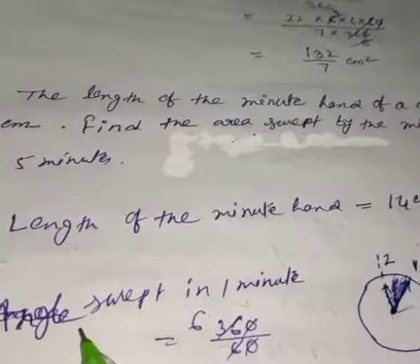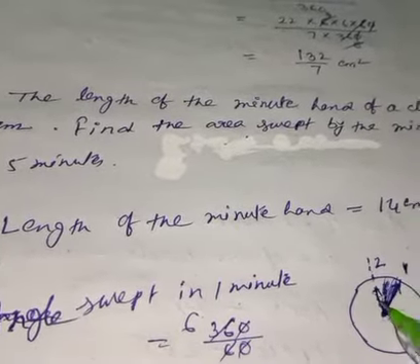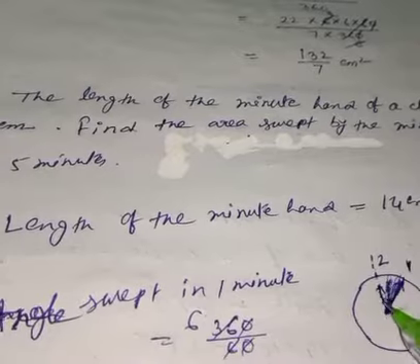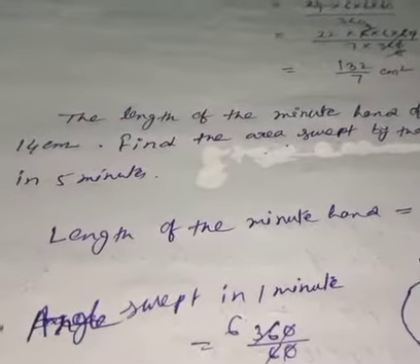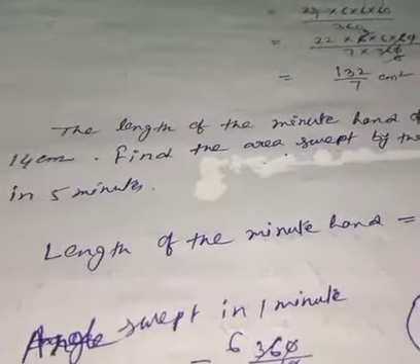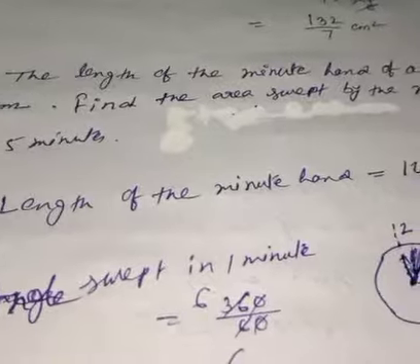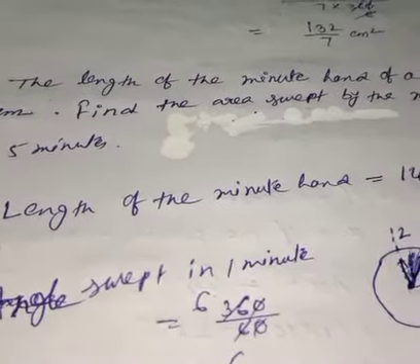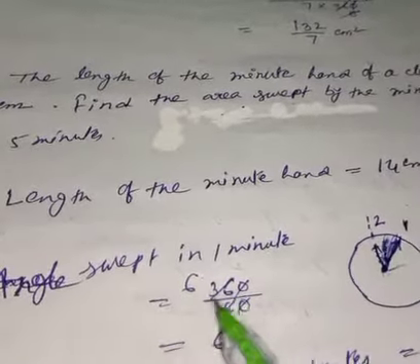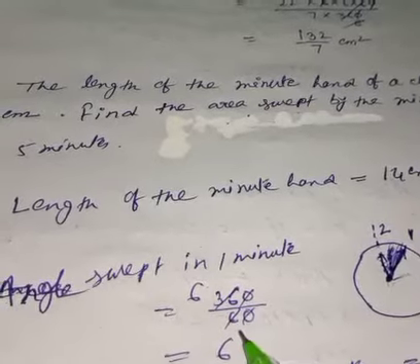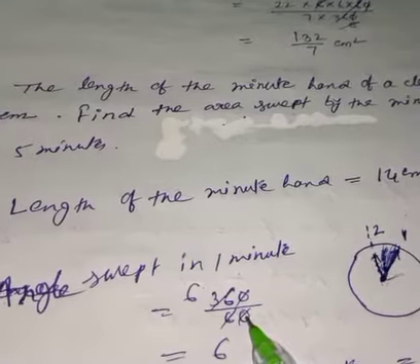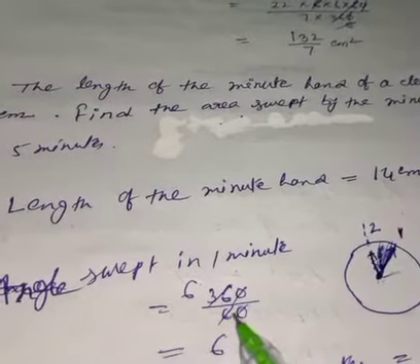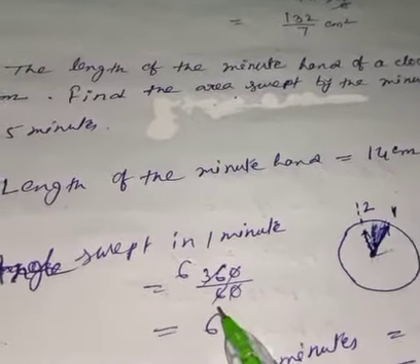Then first of all you need to find out the angle. How much angle is formed here? In general we know that in 1 hour there are 60 minutes. If in 1 hour 60 minutes, then for 1 minute, how much angle will you get? The angle swept in 1 minute: total angle is 360 by 60, because 60 minutes equal 1 hour. That is 360 by 60, the zeros cancel, 6 is the 36, meaning 6 degree. In 1 minute, 6 degree.